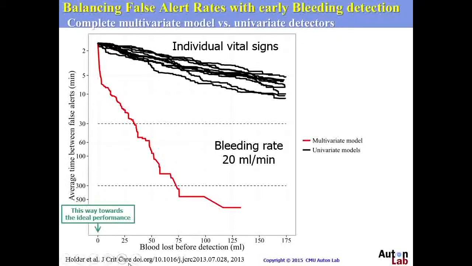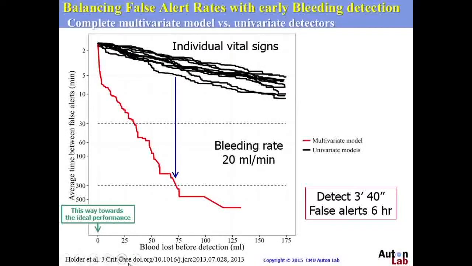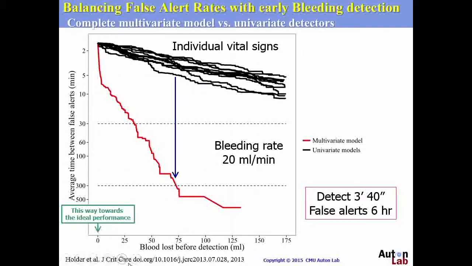Well, what you want to do is have 0 time, but you can't get there. If you were to look, individual vital signs, no matter how you look at them, aren't as good as taking a fused parameter of all of them. And you could detect it in 3 minutes and 40 seconds with 1 false alert every 6 hours. To do the same thing with individual vital signs, no matter how you advance them, you would get a false alert every 5 minutes.